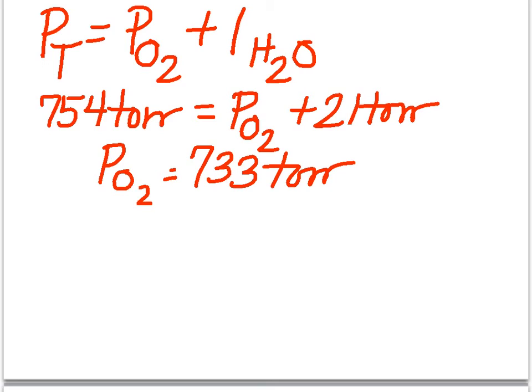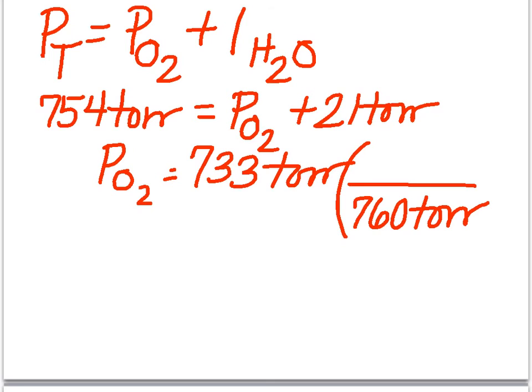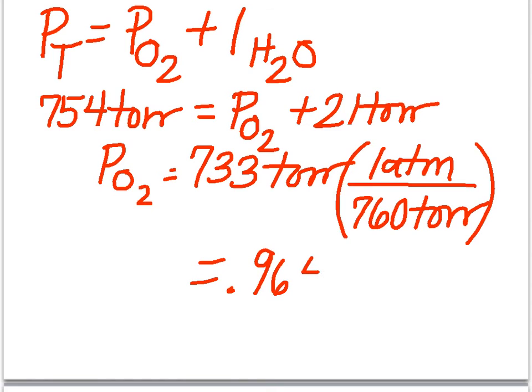In order to be able to use this to figure out the number of moles that we have, we're going to first have to convert this into atmospheres. So we know there are 760 torr in 1 atmosphere. So when we divide 733 by 760, that gives us 0.964 atmospheres for the pressure of the oxygen.